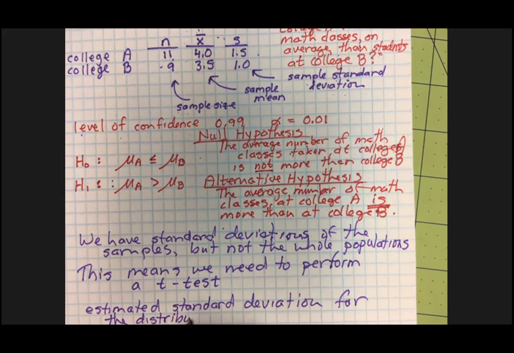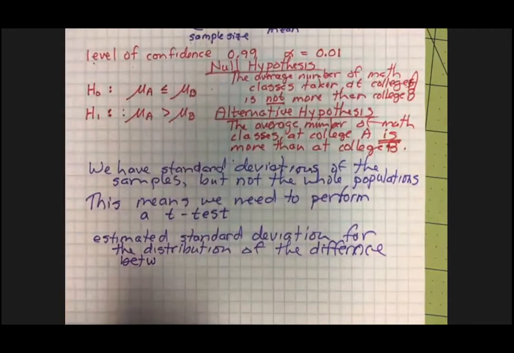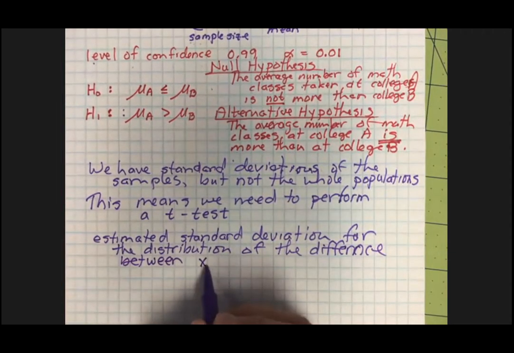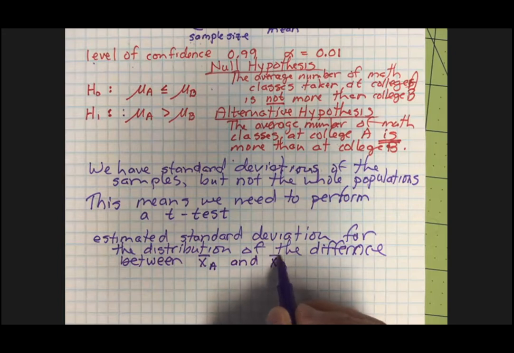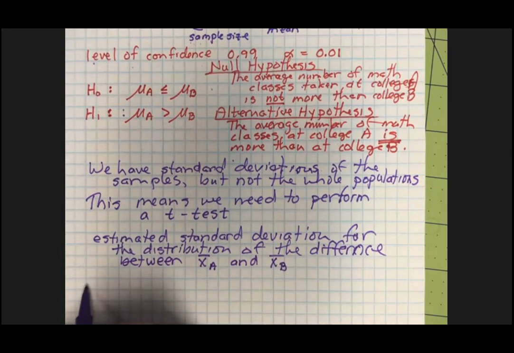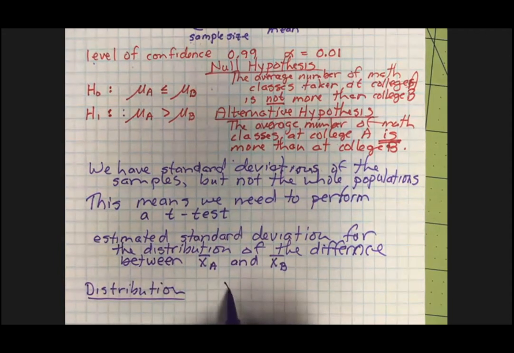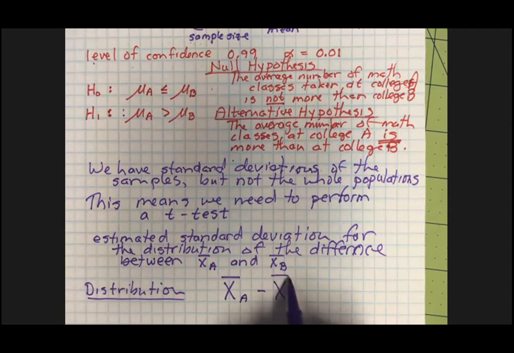for the distribution of the differences. For the distribution of the difference between the mean at college A and the mean at college B. So our random variable, our distribution, is going to be the mean of the samples at college A, the mean of the samples at college B, the difference between those two.